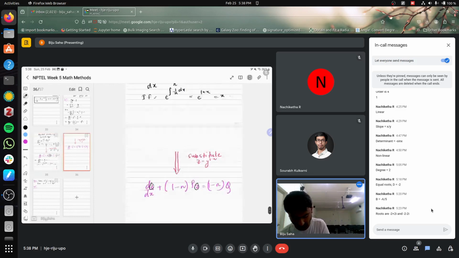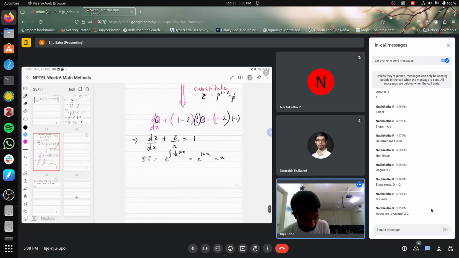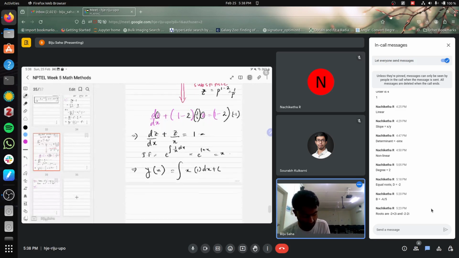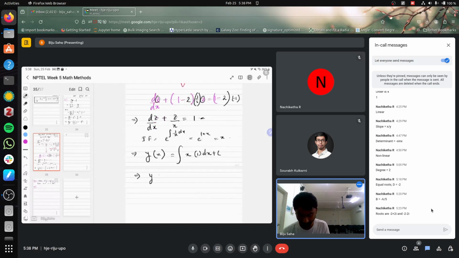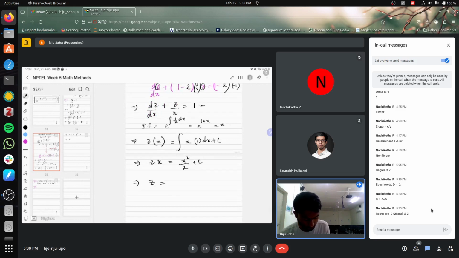So Z into the integrating factor is the integral of the integrating factor into Q. Q is 1 here, from this equation you have 1. Sorry, this is Z basically. Z x is x squared by 2 plus C. So what we got is Z is equal to x by 2 plus C by X.